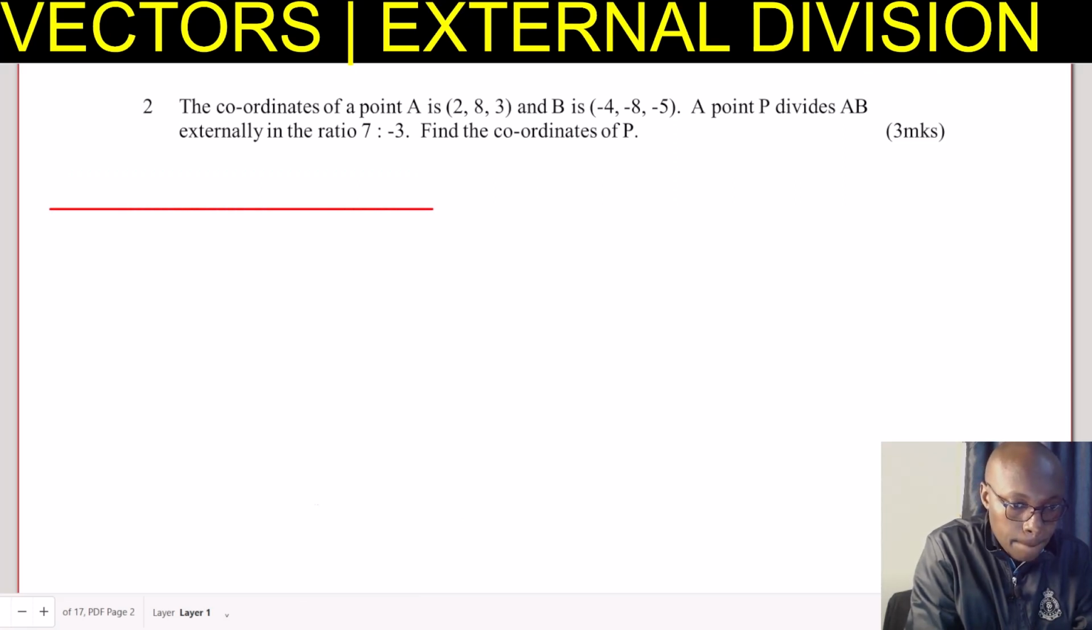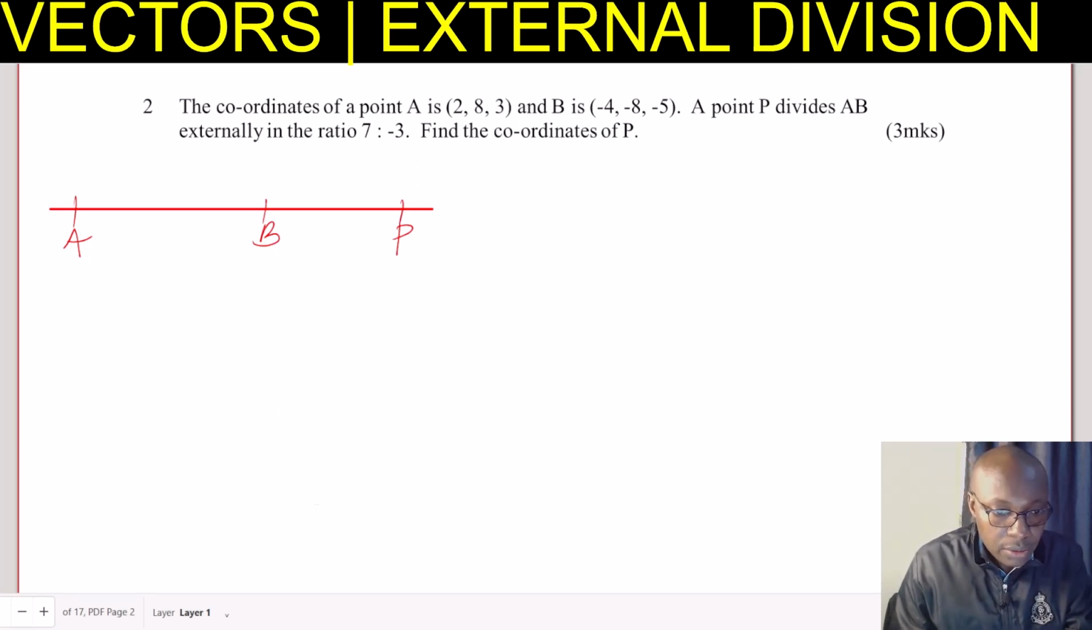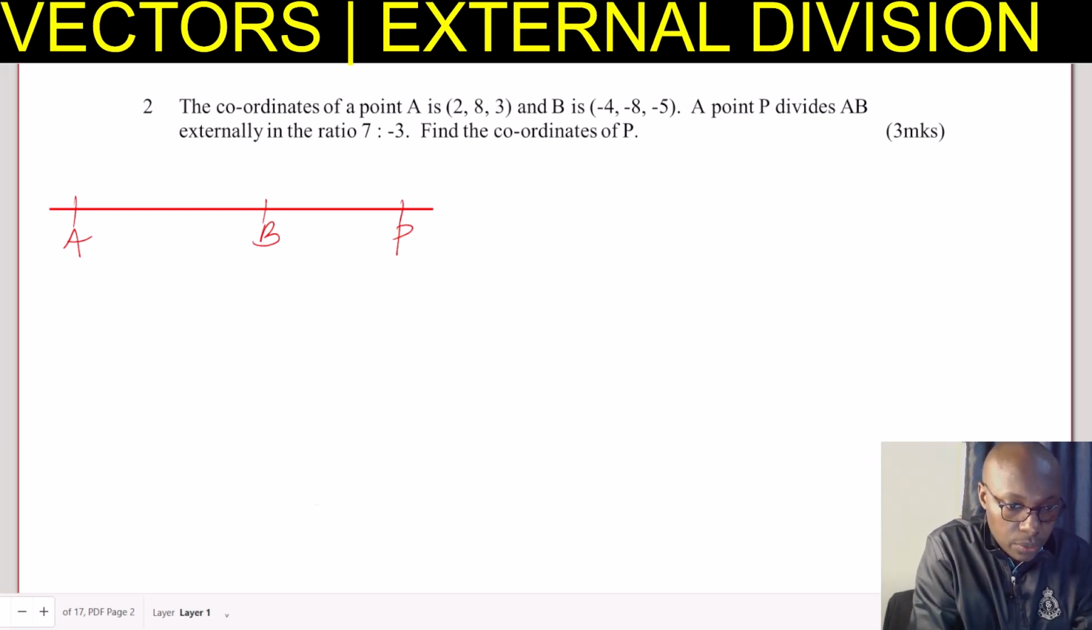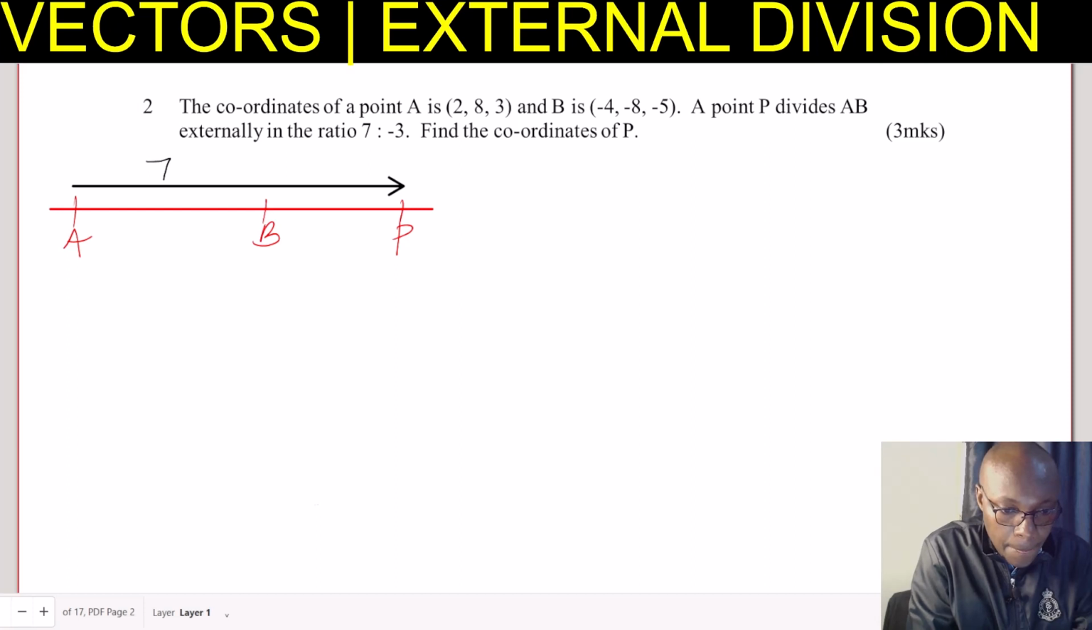Whereby we have A is there, B is there, then point P is there. So P divides AB externally in the ratio 7:3. So let us indicate that ratio. This is how you're supposed to indicate the ratio. So 7 will be that distance. That will be 7. And then -3. -3 is that distance there where we have B. So that will be -3.